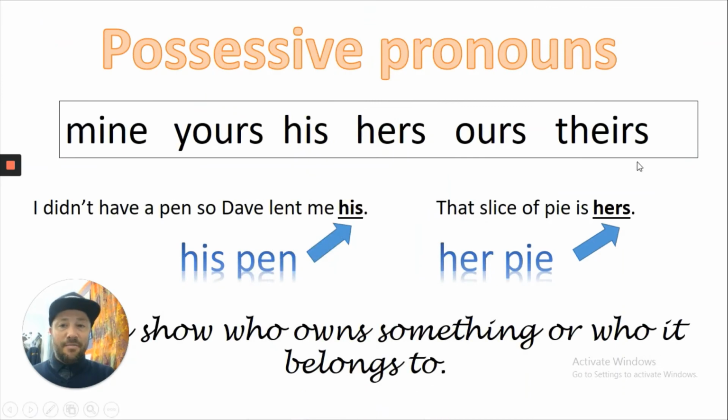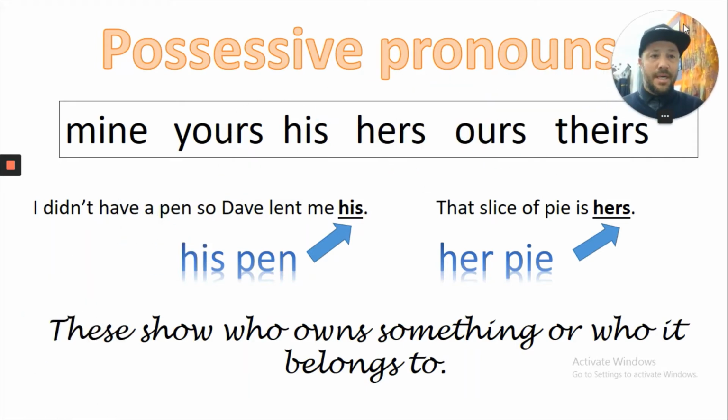Now, possessive pronouns are mine, yours, his, hers, ours, and theirs, and they show something that is owned by somebody. So these show who owns something or who it belongs to. I didn't have a pen, so Dave lent me his pen. His pen would work at the end of there as well.